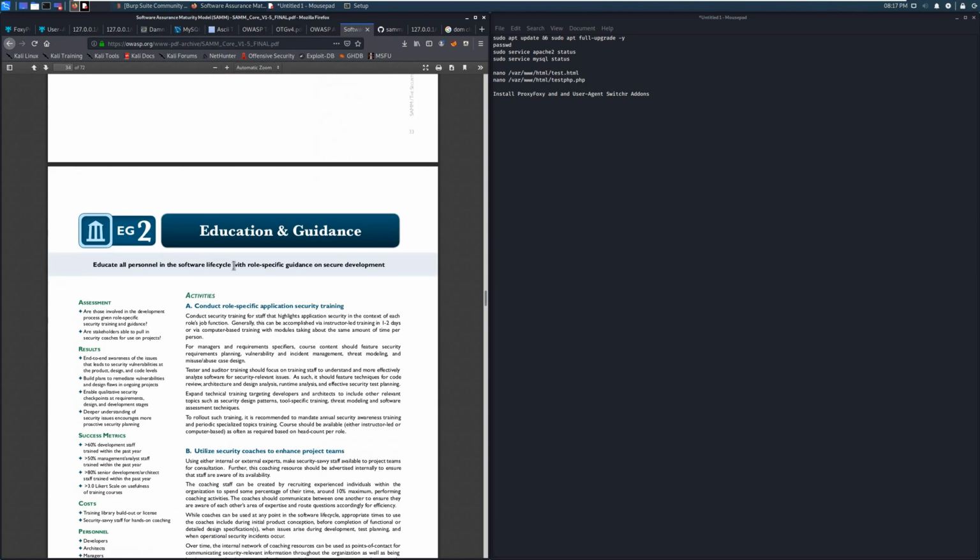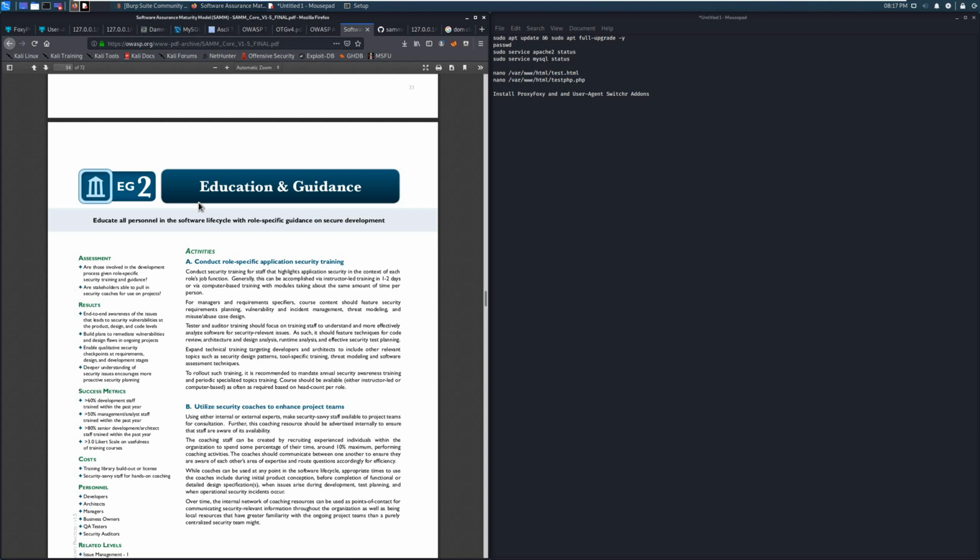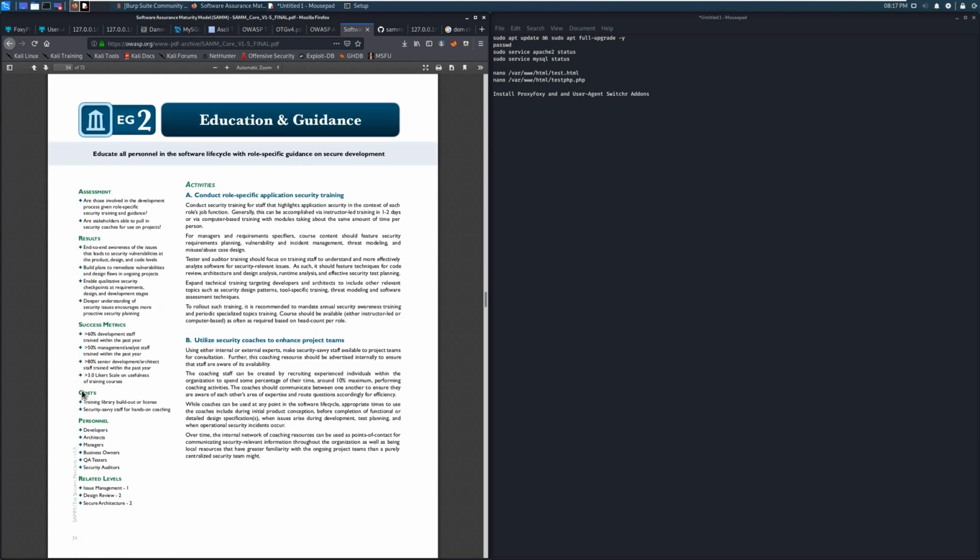If we keep scrolling, here you have the same information for level 2. As I mentioned, the costs are also nice to have there, because they give you an idea what kind of budget you should have ready, and which things are actually going to cost you some money. So let's look at this one. Costs: training library, build out or license, security service staff for hands-on coaching. So these are the costs for implementation of OpenSAM level 2 for education and guidance.